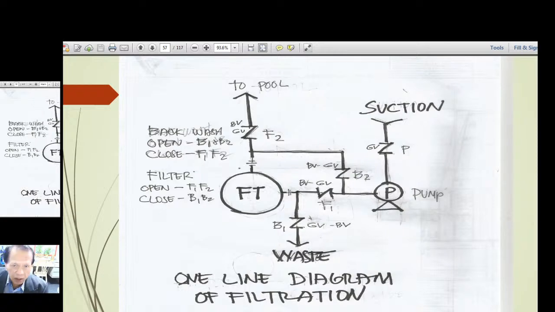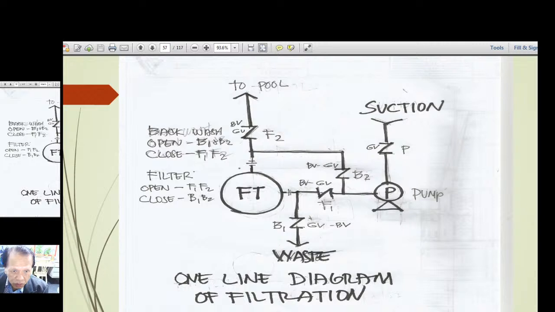Okay, this valve here in the middle is a valve that is used for backwashing. If you want to clean or backwash the filter, you just close this F2 filter, and of course you will move the water here like that. This one is closed, so it will come back here.